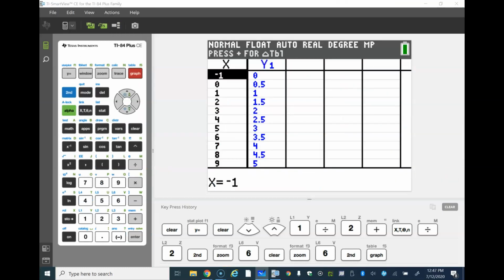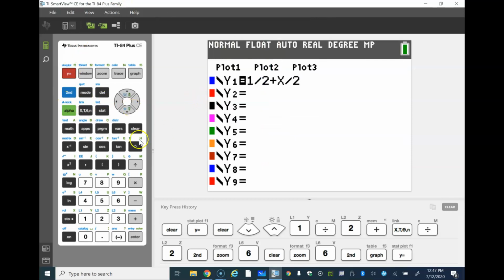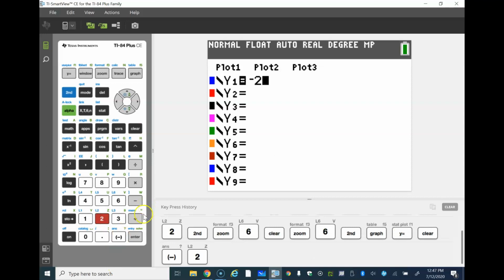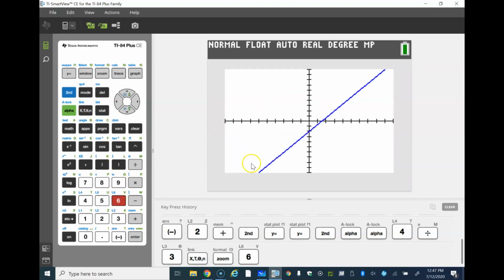For the next one, we're going to go back to y equals. We're going to clear it out, and we're going to put our second one in: -2 plus the 4 over 3 x. Then you can see what the graph looks like with zoom and then 6. So this one looks like this.